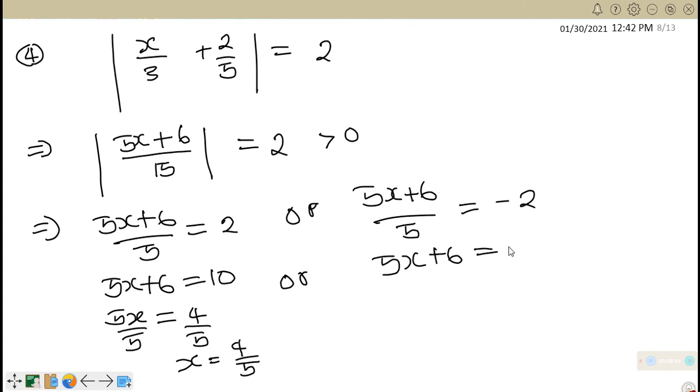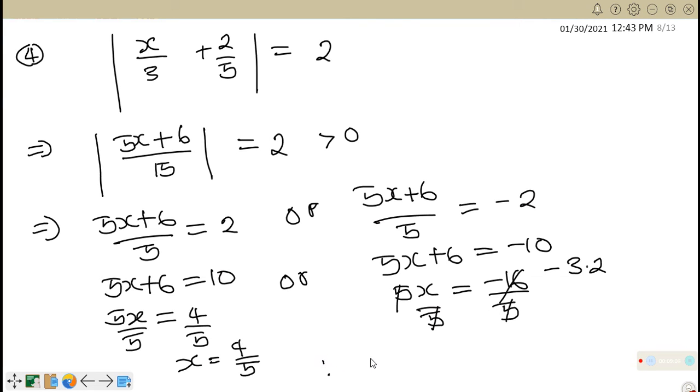plus 6 equals minus 10. Taking 6 to the other side becomes minus, so this is minus 16. Dividing both sides by 5 gives us minus 3, or the whole number 3 and 1 over 5. And that can be written as minus 3.2.